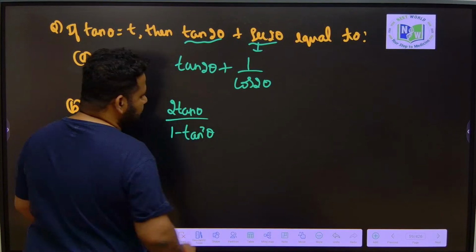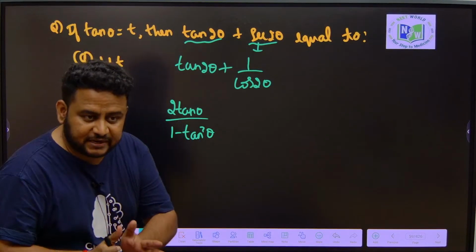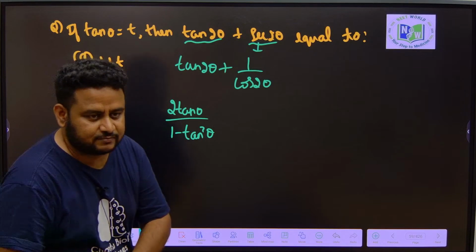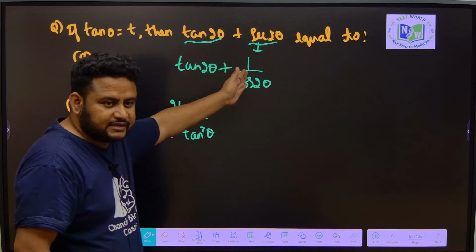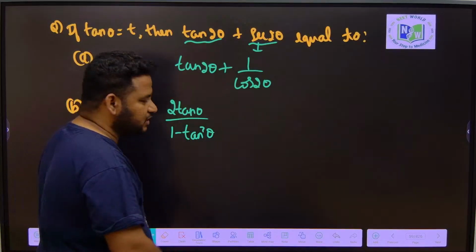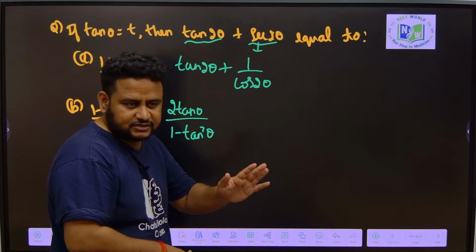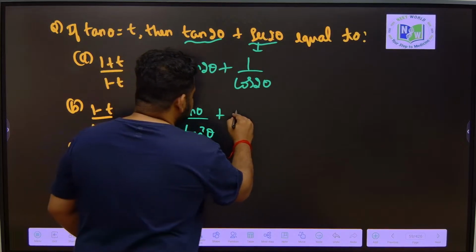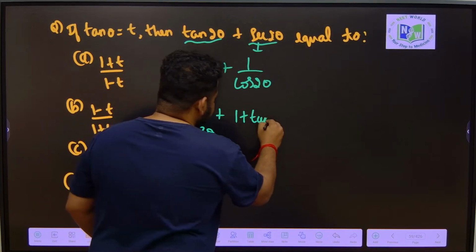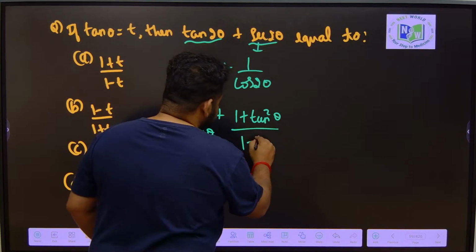Okay. But what about cos 2 theta? Cos 2 theta is (1 minus tan square theta) by (1 plus tan square theta). But here it is 1 by cos 2 theta. So this will become what? The numerator will become the denominator. It will become inverse. So this will become (1 plus tan square theta) by (1 minus tan square theta).